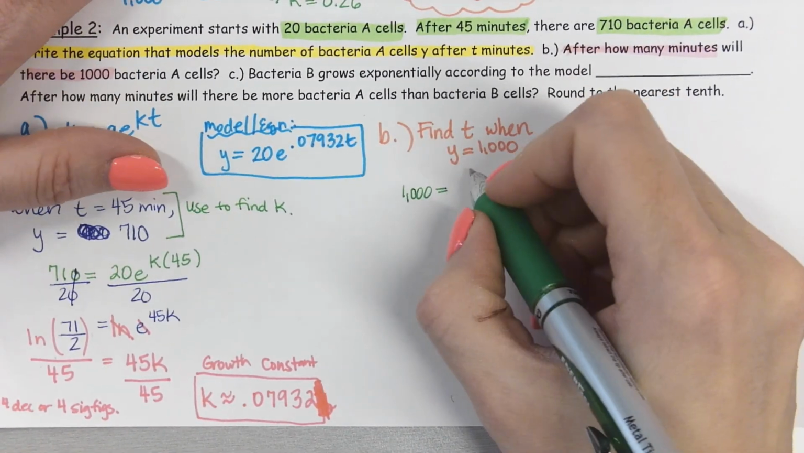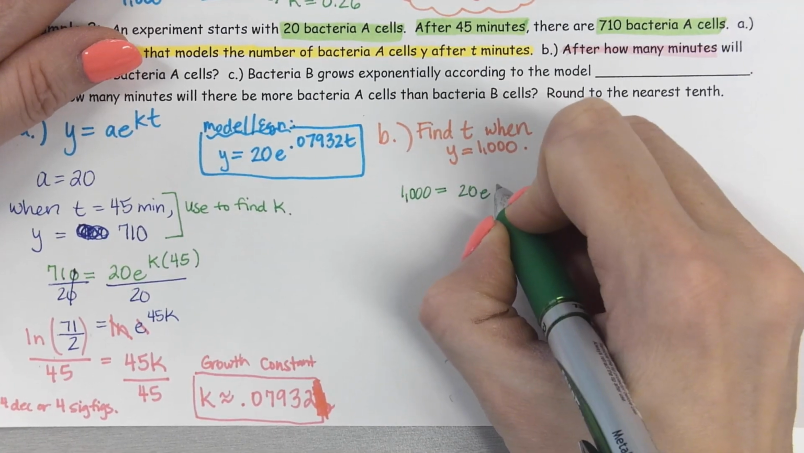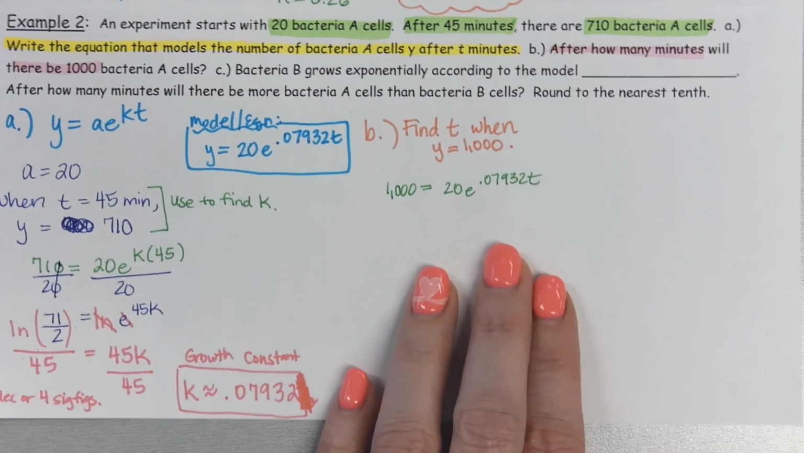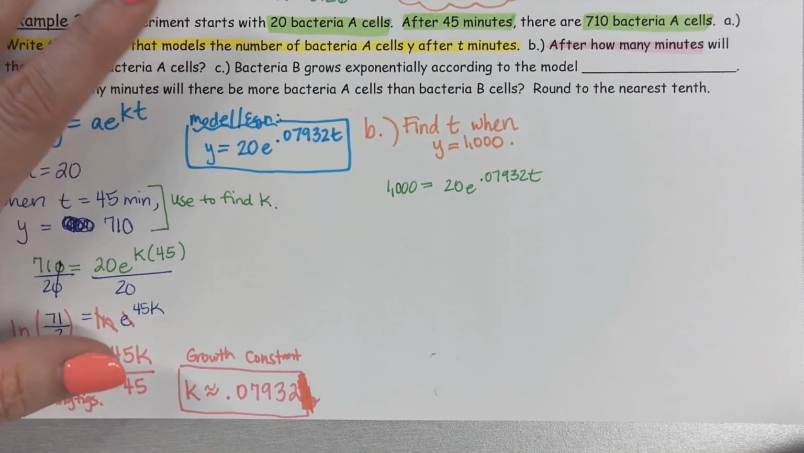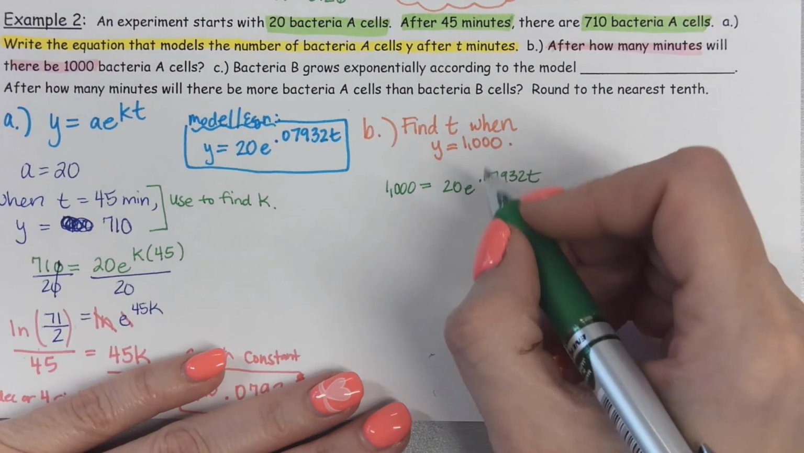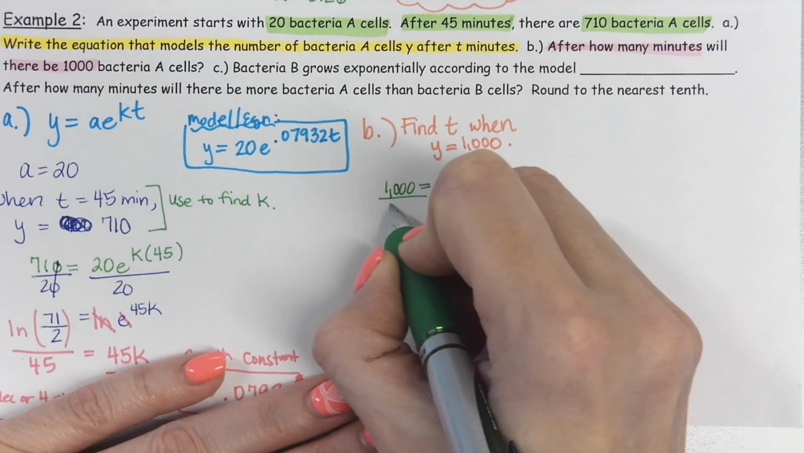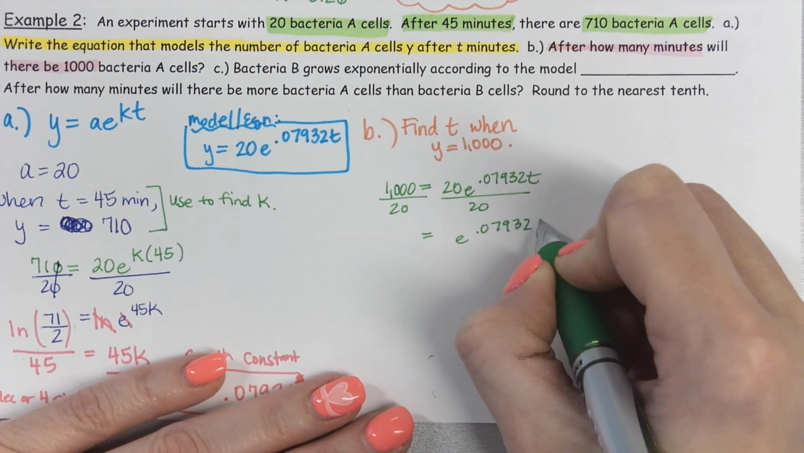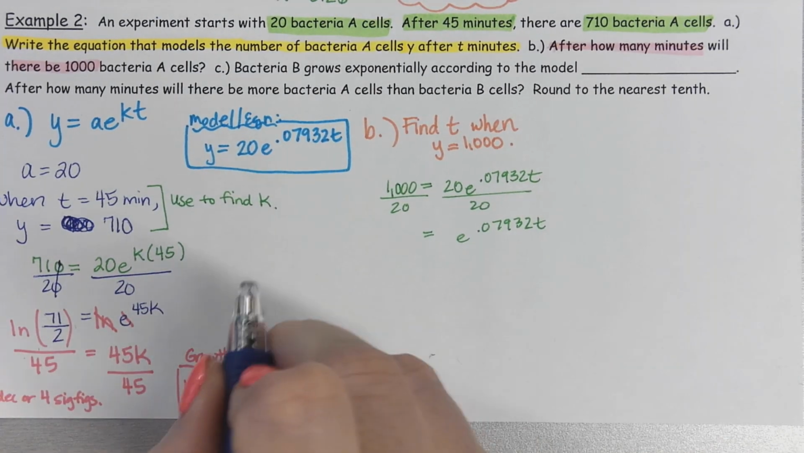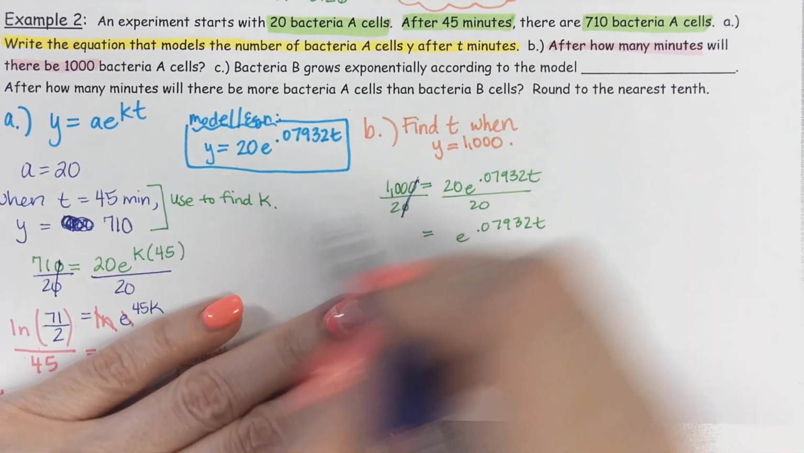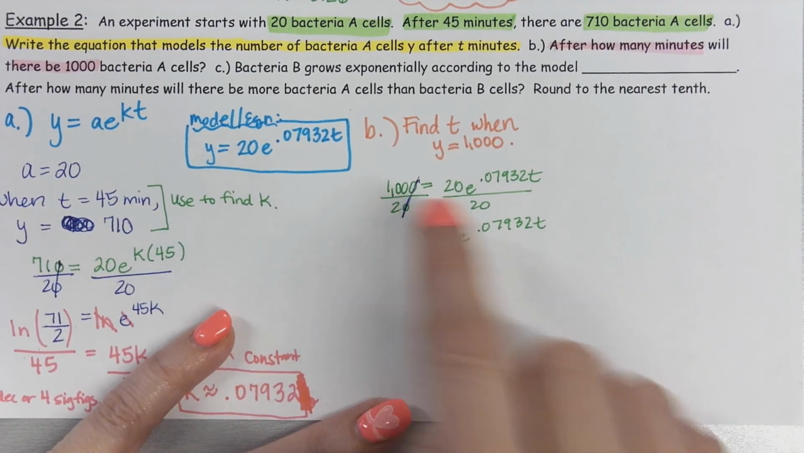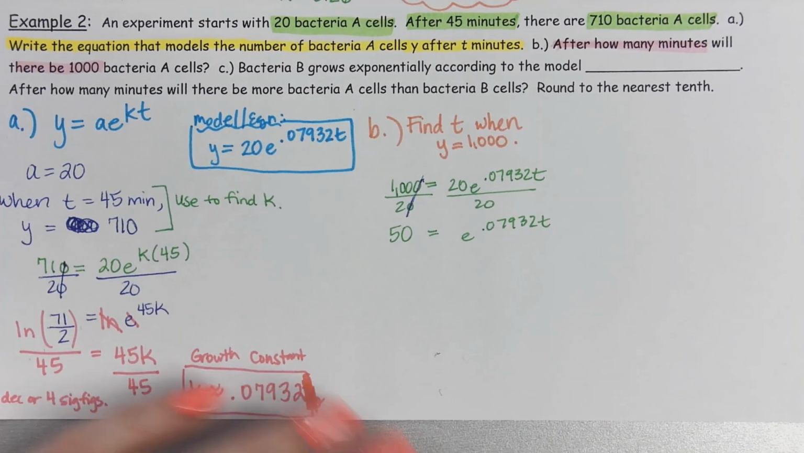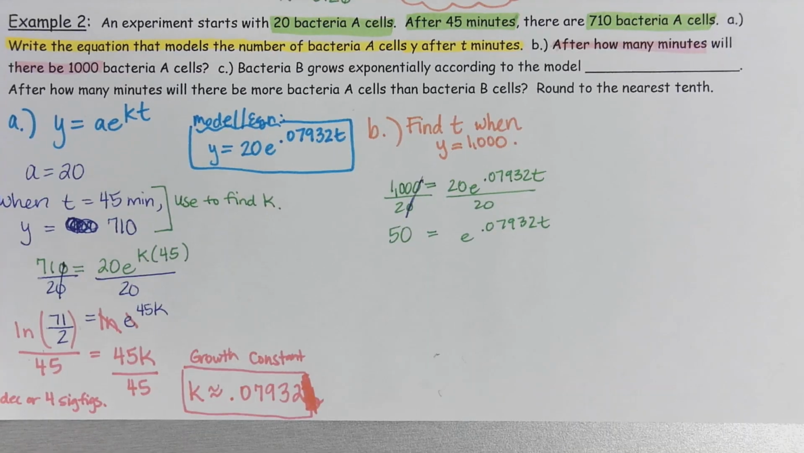All right, so you have 1,000 equals 20e, 0.07932. Okay, and then Megan, what'd you do first for this one? Good. And when you divide, you do not have to reduce. I will, though, if it's both ending in 0, because then I just have 100 divided by 2, so that's 50.